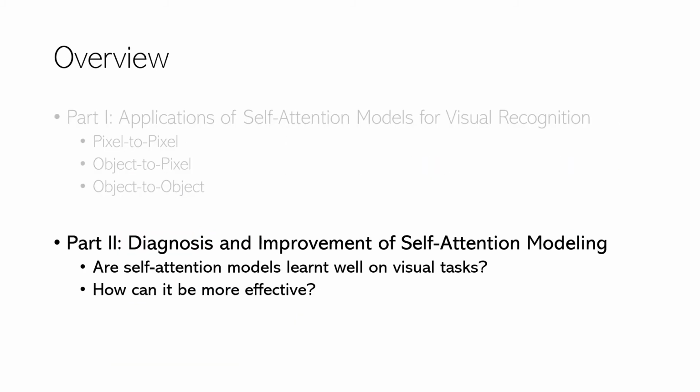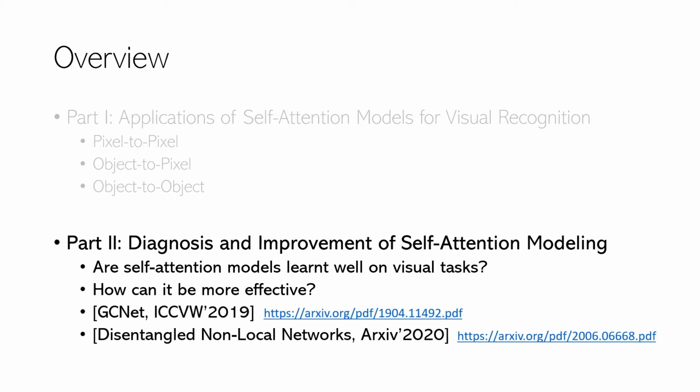Now we present the diagnosis of self-attention models as well as their modeling improvements. In this part, we will study two questions. Firstly, are self-attention models learned well on visual tasks? Secondly, how can they be more effective? The content of this part is mainly based on two papers of our team. The first is ImageNet, and the other is Disentangled Non-Local Networks.